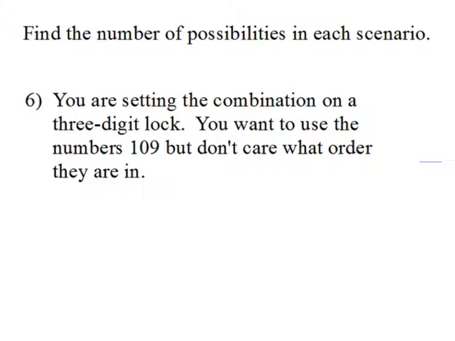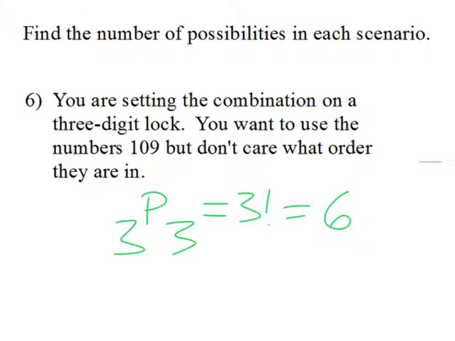Here we're looking at a 3-digit lock. Now we want to use the digits 1, 0, and 9. We don't care what order, so really all the different orders of 1, 0, and 9. So this would be a permutation from a set of 3 items. How many different arrangements can we have of all 3 of those? Which would be the same as 3 factorial. It's 3 times 2 times 1, so we just get 6 different combinations on that 3-digit lock. And again, notice the use of the word combination in terms of the lock, but really a permutation question.